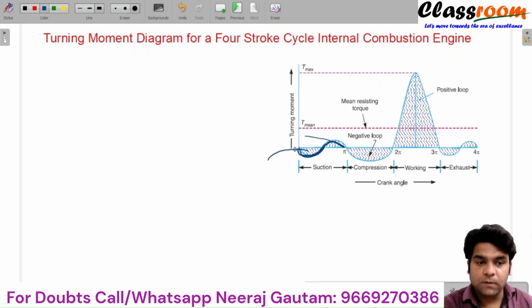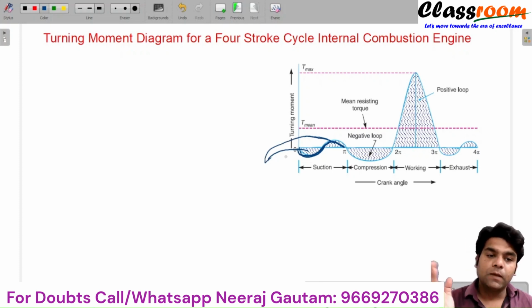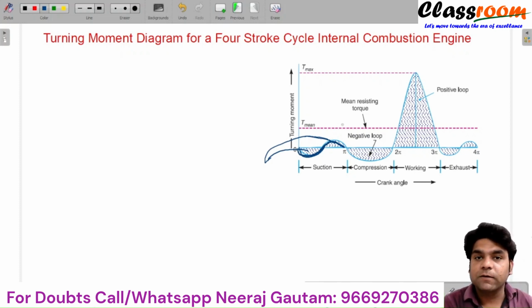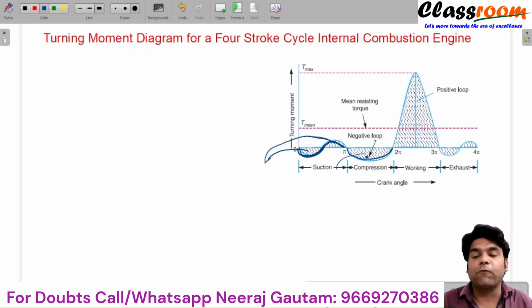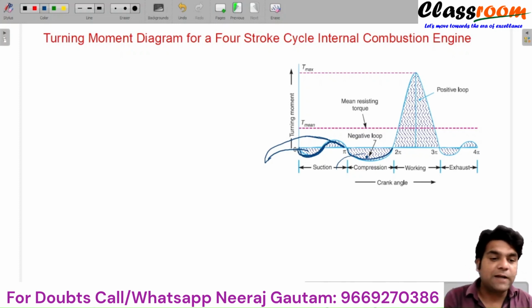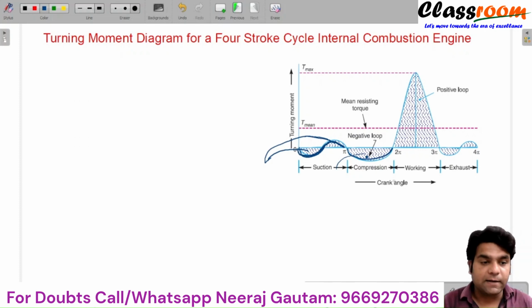But after that, the work is positive, but still below the mean resisting torque. So here the power is not developing in the engine. In the next stroke, the compression stroke, a higher negative loop is formed, which shows that higher energy is supplied to the gases to compress them. That means we are performing work on the system. That's why this energy is negative.